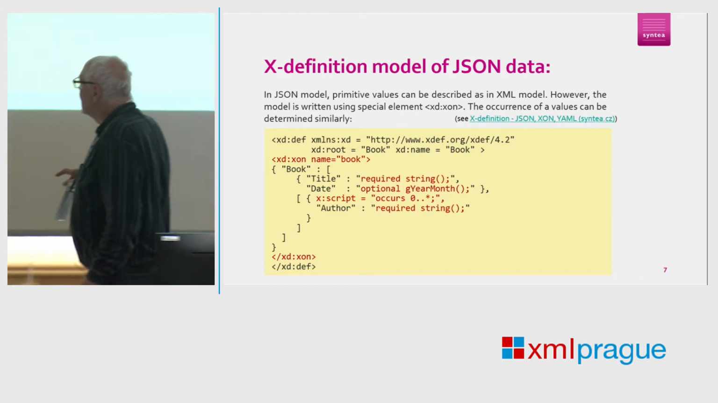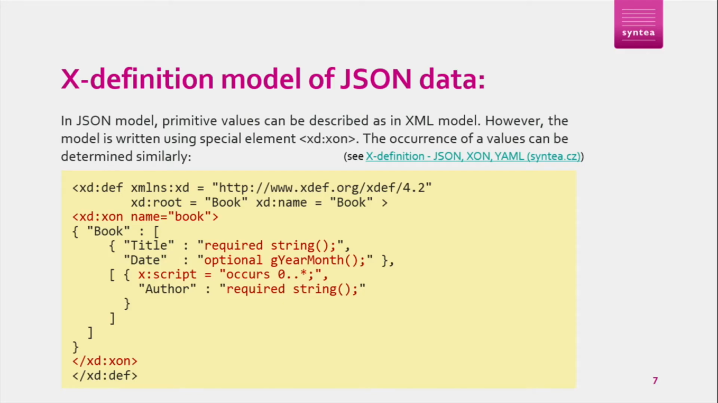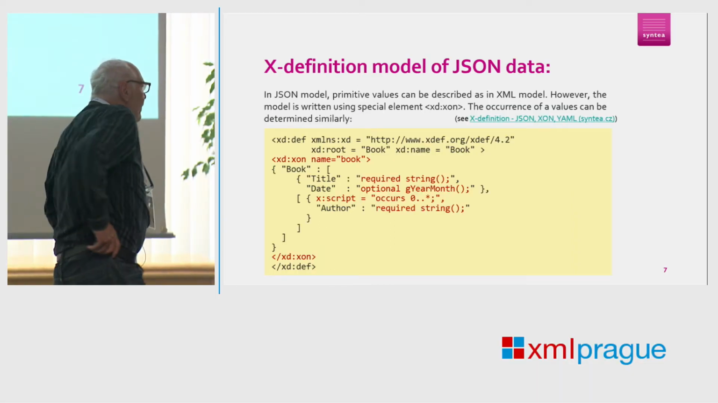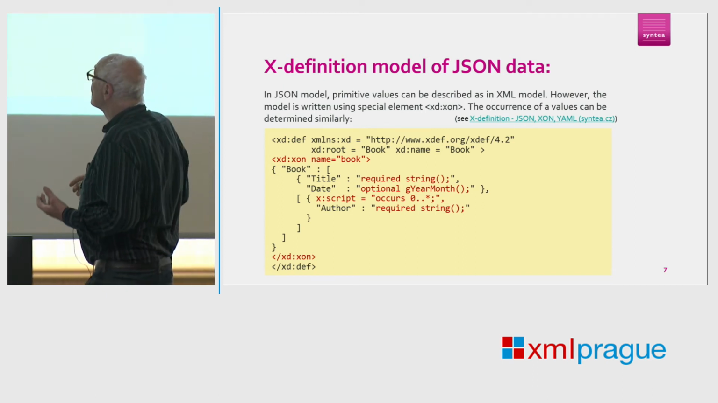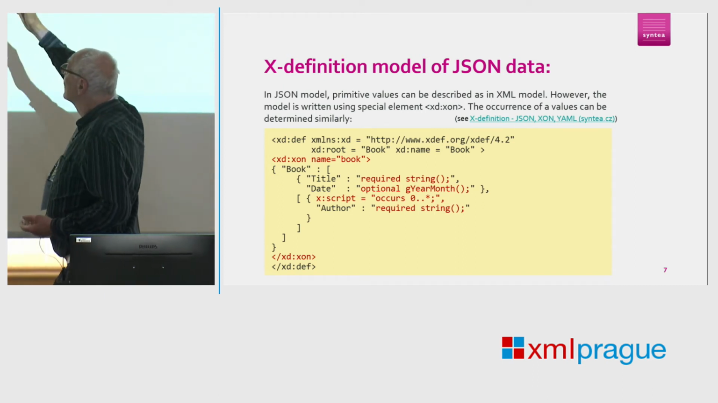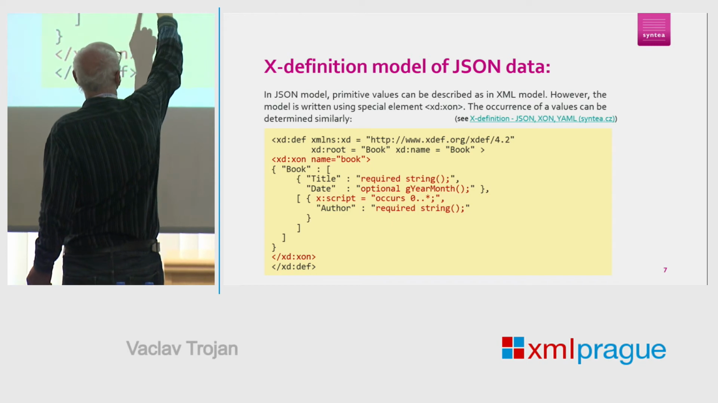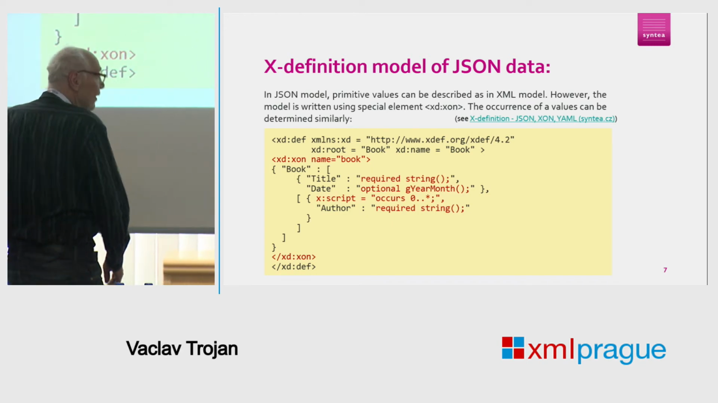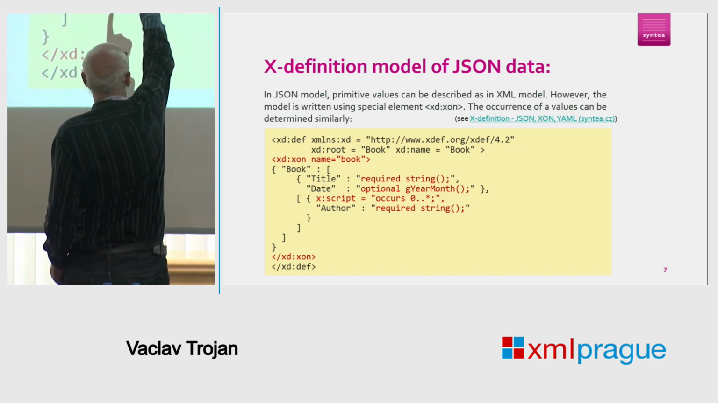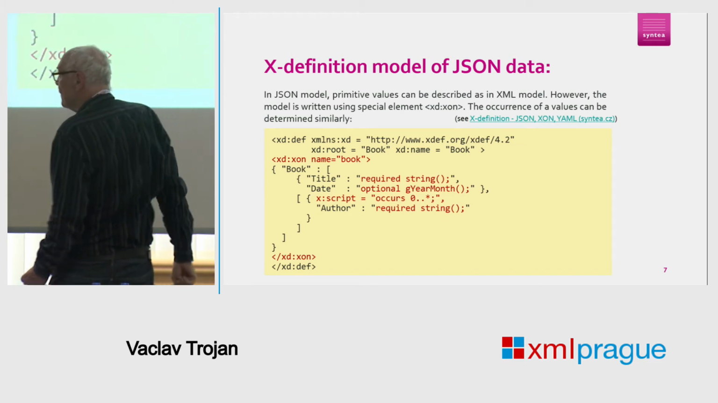So we need to put it into the special element which we call xd:xon. We must say the name of the element because in JSON it can be a map or array and so on. We cannot simply know the name to which we will refer from other X-definitions, or to say what is the root definition. So the name will be book. We make it with, oh, it's again the error. It should be xd:root. It should be a small letter, not a big letter.